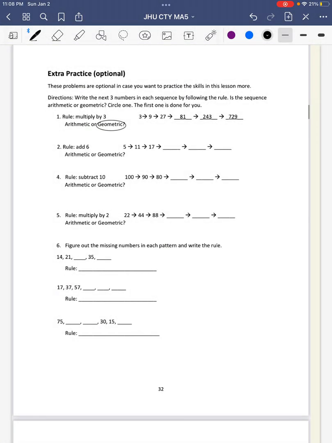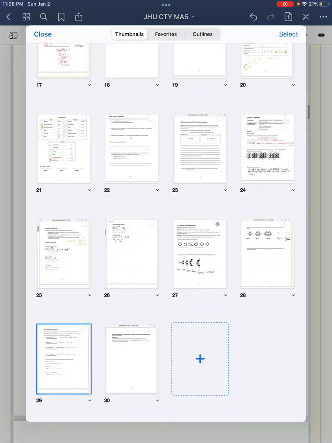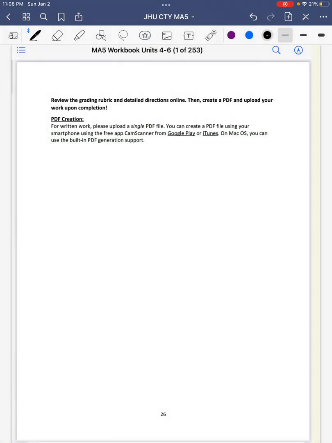And then the last part, we have some extra practice that is optional. The first one, you're looking at the rules of these sequences, and then you're saying, are they arithmetic or geometric? And you're also solving the next numbers in the sequence. Pretty simple. Again, still practicing that, solving missing numbers and patterns. I really like sequences. I think they're pretty cut and dry.